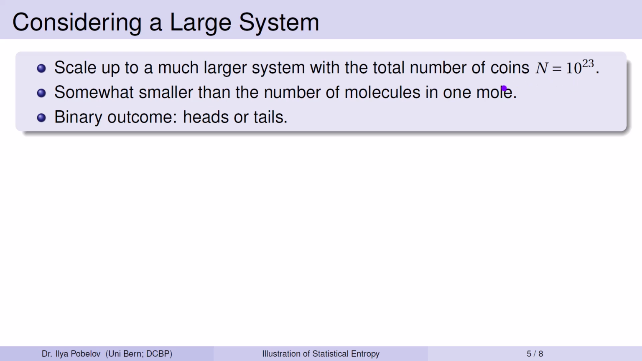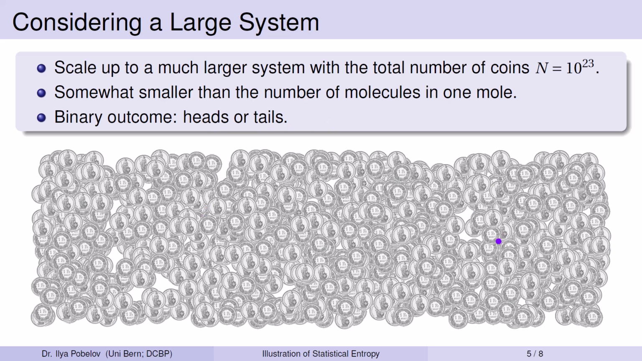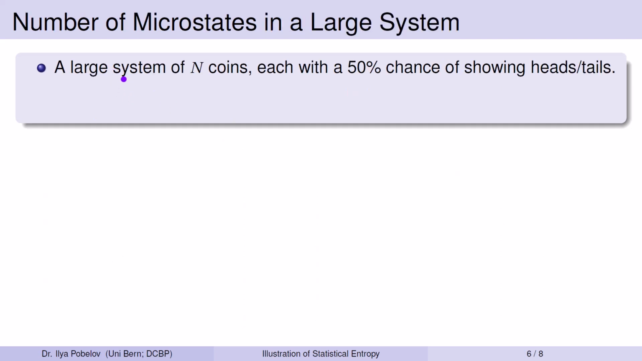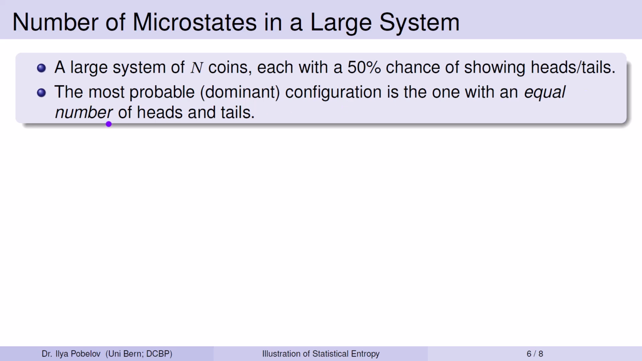In this scenario, we still consider a binary outcome, heads or tails, just like before. As an illustration, this image shows randomly flipped and placed coins. Their total number is only 1000, but the image already looks crowded. For a large system of n coins, each with a 50% chance of showing heads or tails, the most probable or dominant configuration is the one with an equal number of heads and tails.